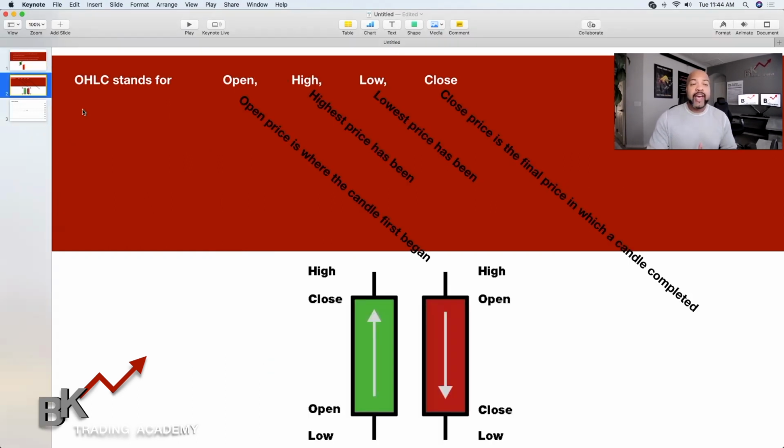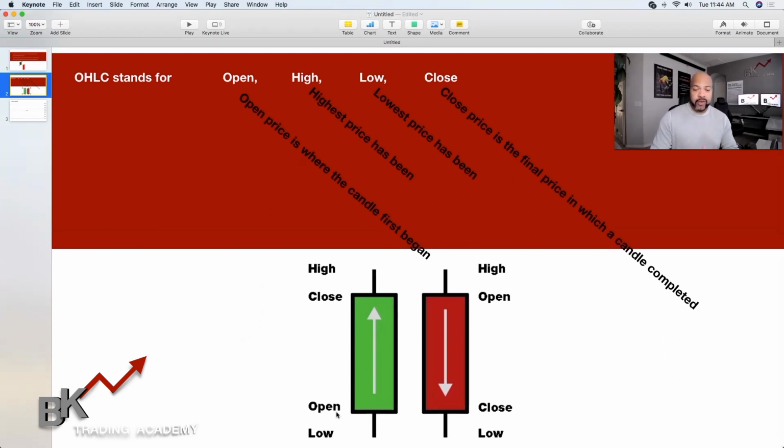OHLC stands for open, high, low, and close. The open price is where the candle first began. Let's look at this green candle here. This is the open price where it first formed. Then the high is the highest price it reached within the specific time frame. The L stands for the lowest price it reached, which is down here. And the close price is the final price at which a candle completed, right before it transitioned to another candle.